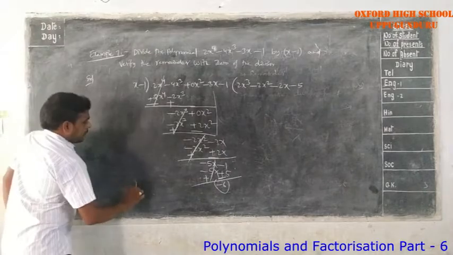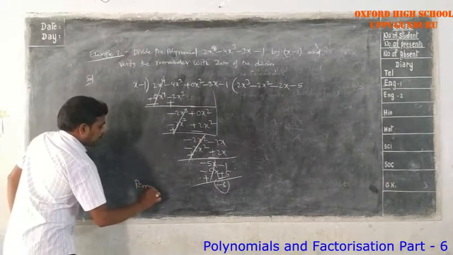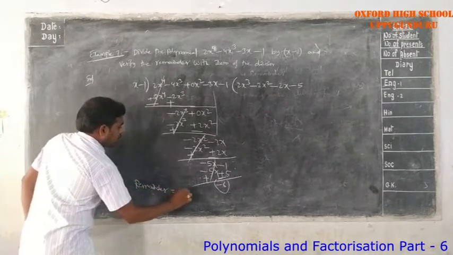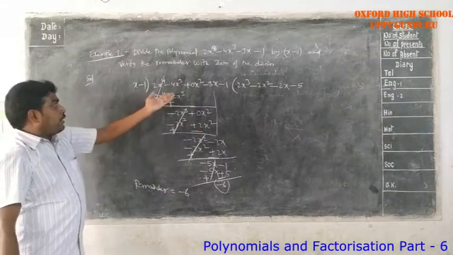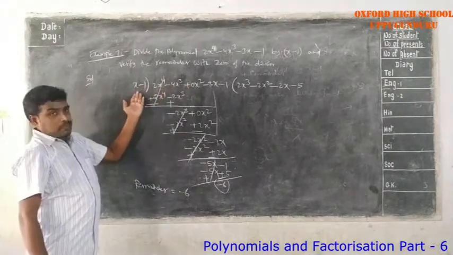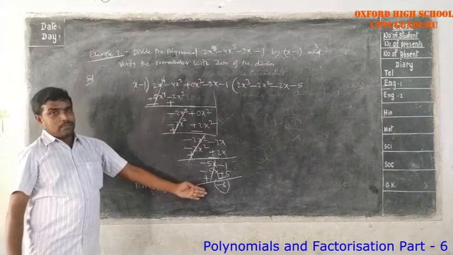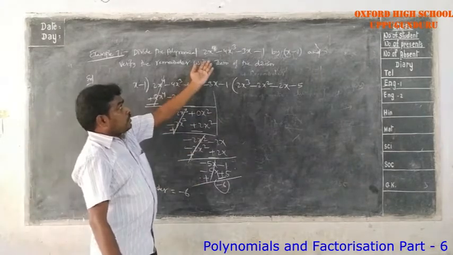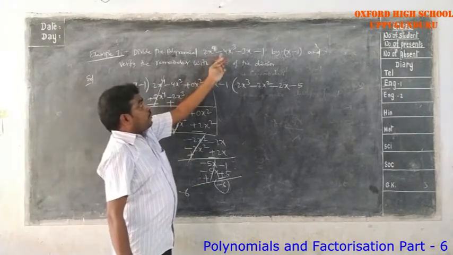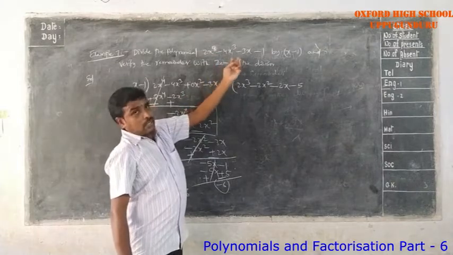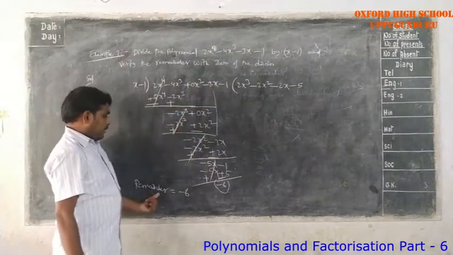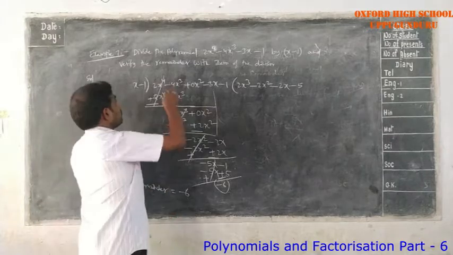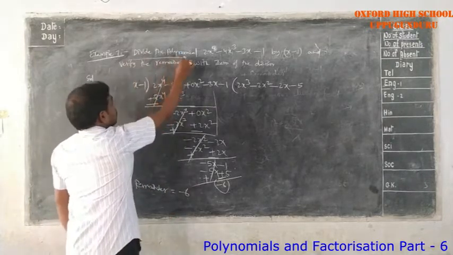So here what is the remainder? The remainder is equal to minus 6. By using the division algorithm, we are dividing this polynomial by x minus 1 and getting the remainder as minus 6. When you observe this polynomial, the x^2 term is not there. That's why I am taking the x^2 term as 0x^2. Now we are getting the remainder as minus 6. So up to here we completed that one.